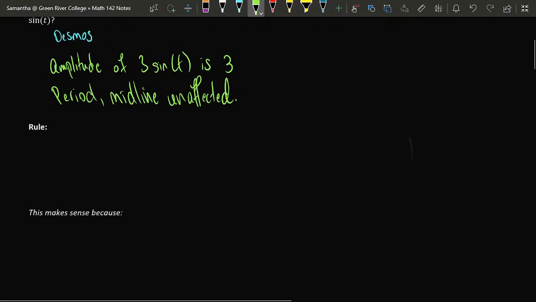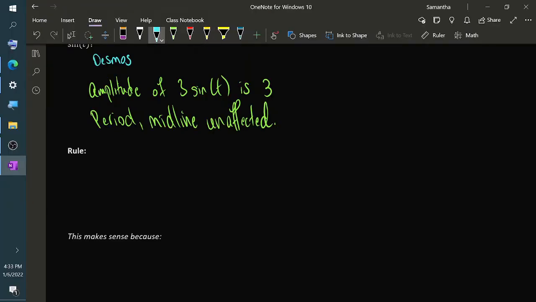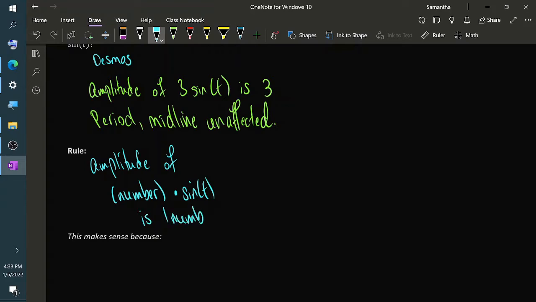Having made these observations, let's write down the following rule. The amplitude of a number multiplied by sine t is the absolute value of that multiplied number. Absolute value because, for example, whether we multiplied sine by positive 3 or by negative 3, the amplitude was still equal to positive 3. It took 3 units to get from the midline to the peak.